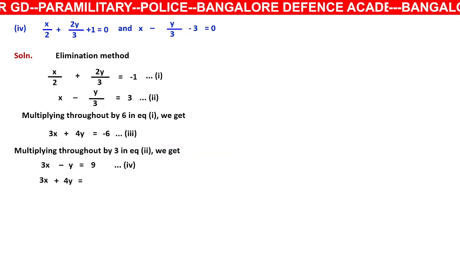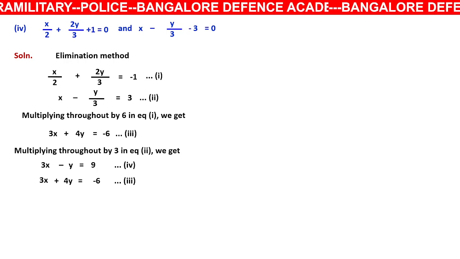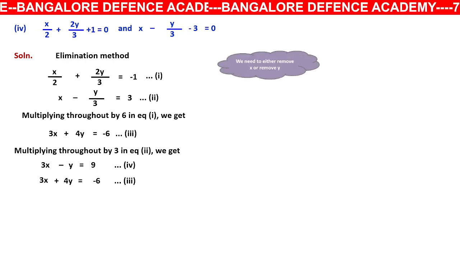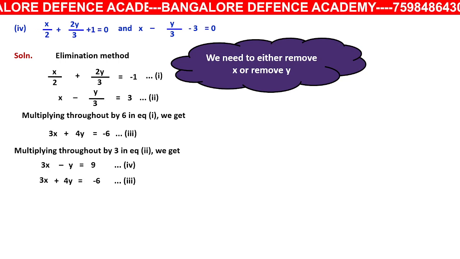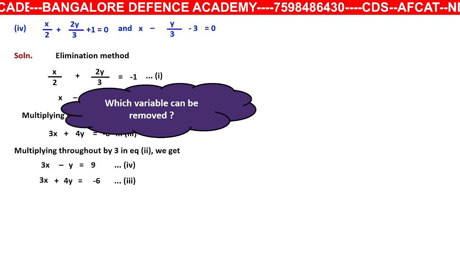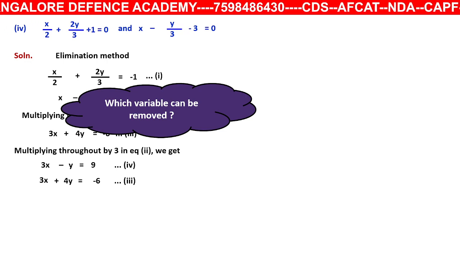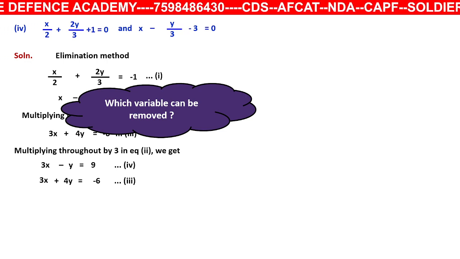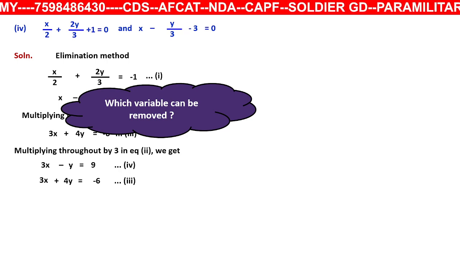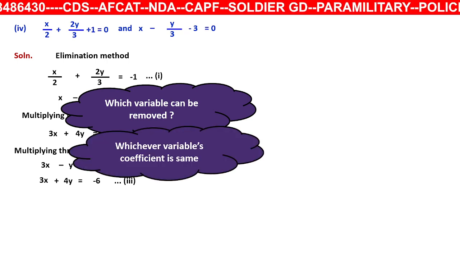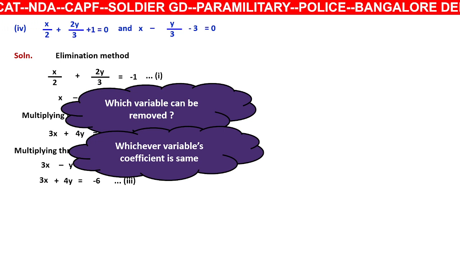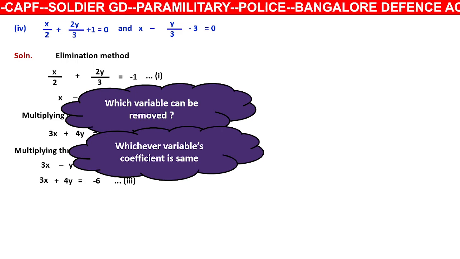But you have to look at this. The third equation is 3x plus 4y is equal to minus 6, and the fourth equation is 3x minus y is equal to 9. Now you have to remove the x or y. You have to check whether the coefficients of x and y are the same. So which variable can be removed? It is easy to remove the variable which has the same coefficient. So you can see the coefficient of x is 3 and 3.